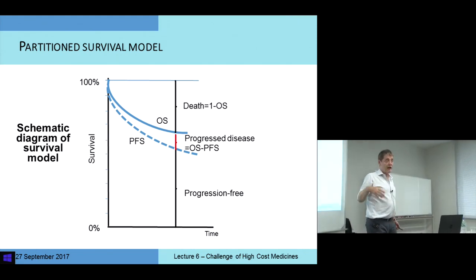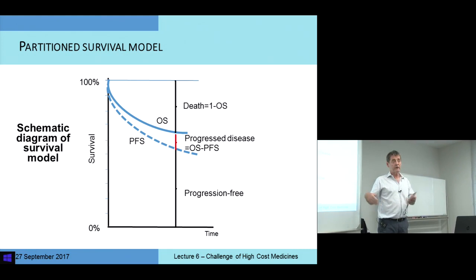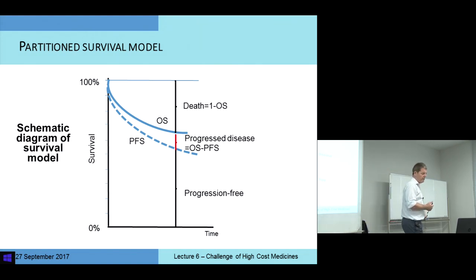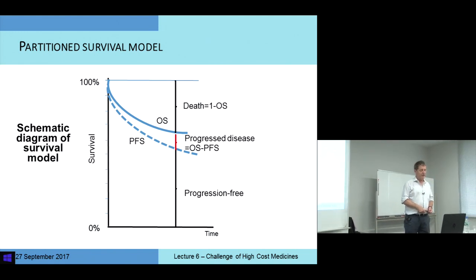Because in this model, you're either progression-free, progressed, or dead. And so if we know two of them, we always know the third. And that's a partition survival model. They've proved very popular in recent years.